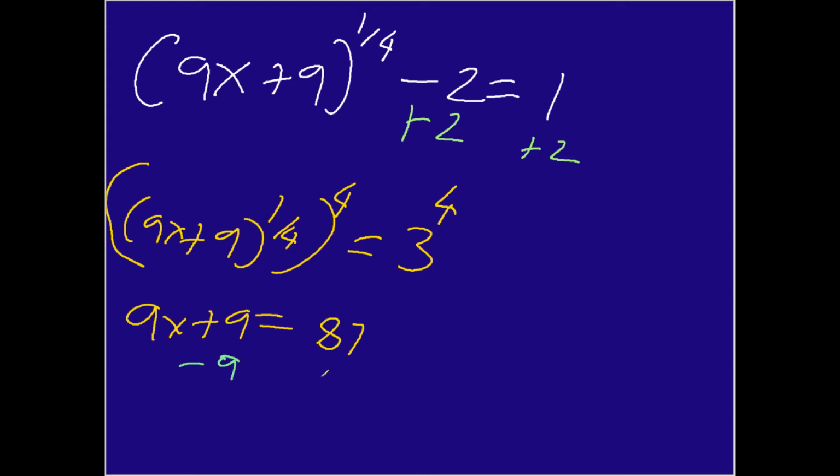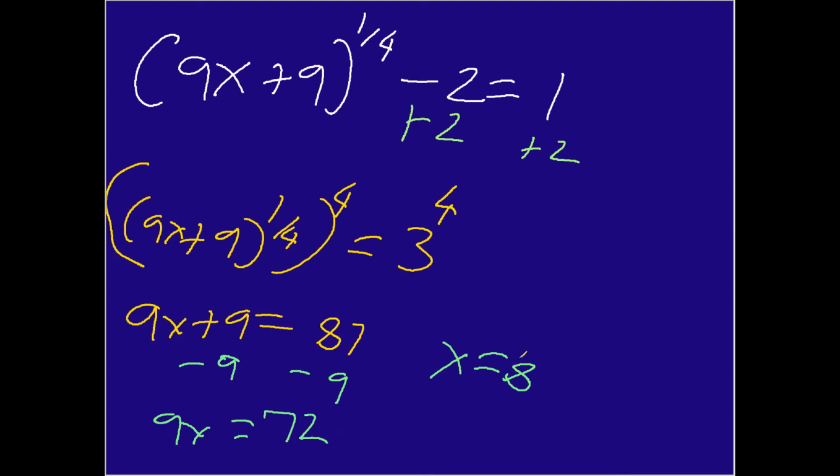This is just a regular equation now. Subtract 9, and we end up with 9x equals 72. If you divide both sides by 9, you will know that x will end up equaling 8. That's what's happening here. And so this is how this example works.